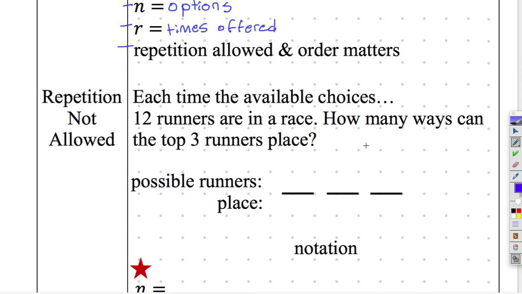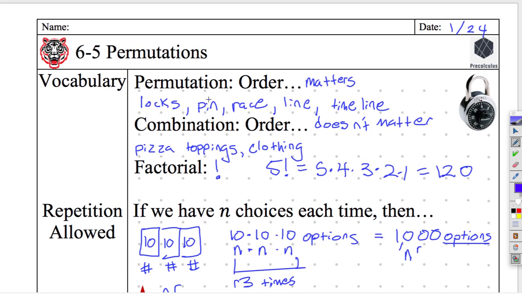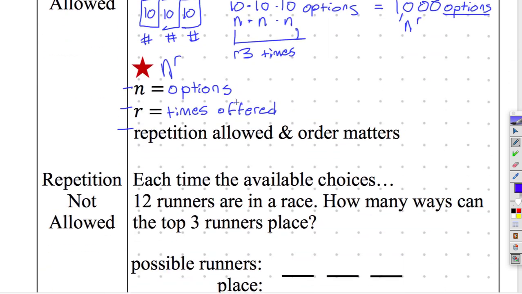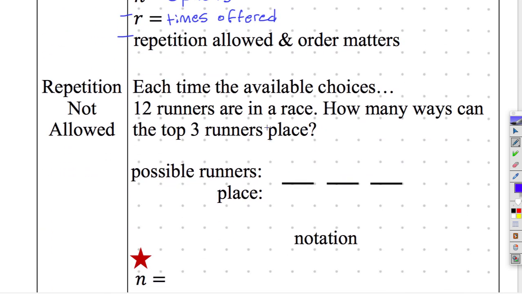All right, let's talk about repetition not allowed. All of your homework is based on this second category, because these are the harder types of questions. Repetition is not allowed. I could have chosen lock, pin, line, timeline, whatever I want, but I chose a race. So there are 12 runners in the race. We happen to have 12 freshmen.